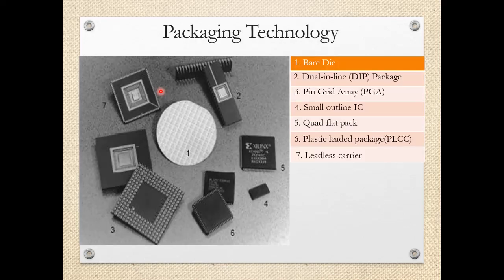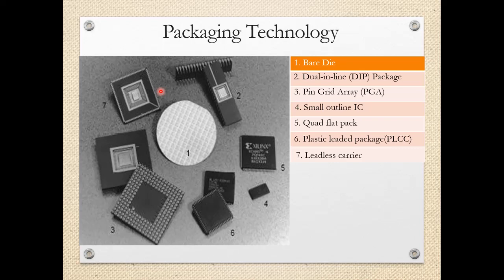Now about the packaging technology which is used for the FPGAs. In the diagram, number 1 shows the bare die, the first one. Then the second one is dual inline package, so this is a DIP package. The third one is a pin grid array, PGA. Here the pins are distributed. Instead of using a single periphery, multiple lines or rows or columns are used so that we can have multiple pins and the bigger ICs can be accommodated in a small area.